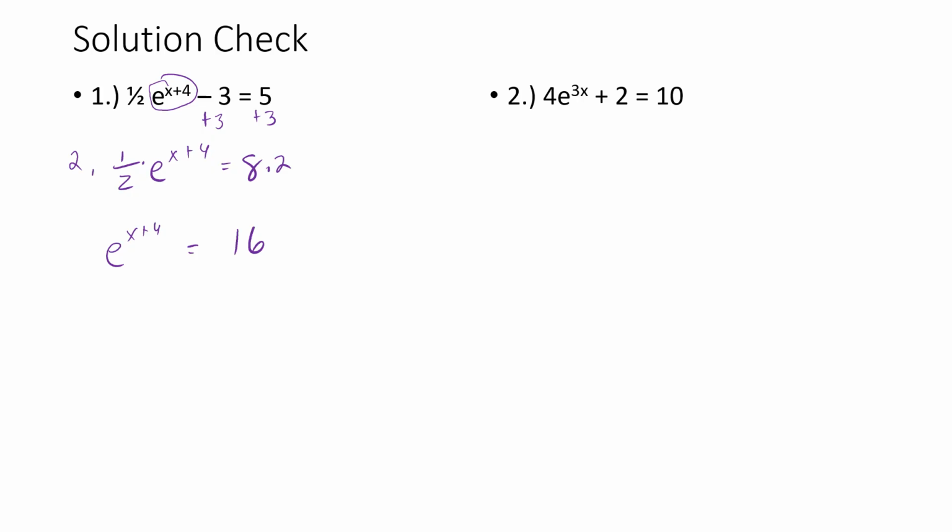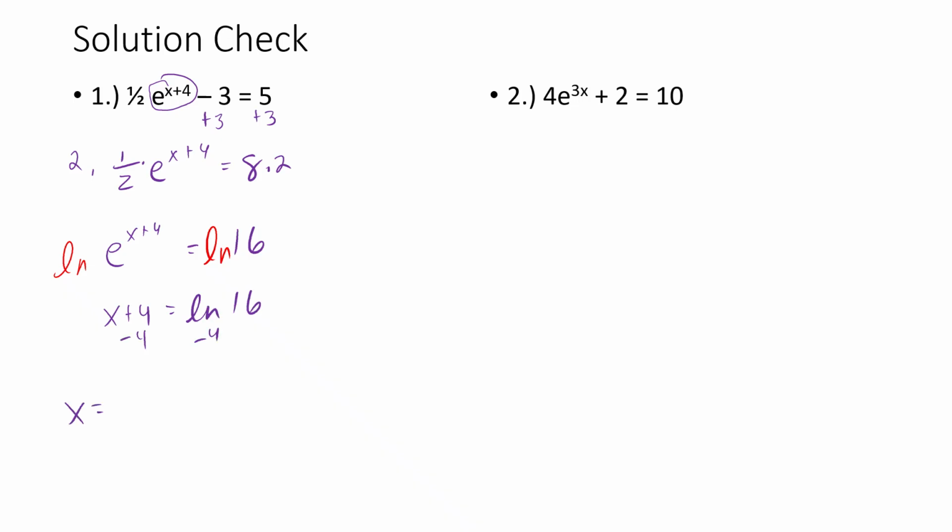And then you can write log base e if you want to remember how to do that. Or what would be preferred is just take the natural log of both sides. The natural log of e to the x plus 4 is just going to give you x plus 4. And that's the natural log of 16, and then we're going to subtract 4.